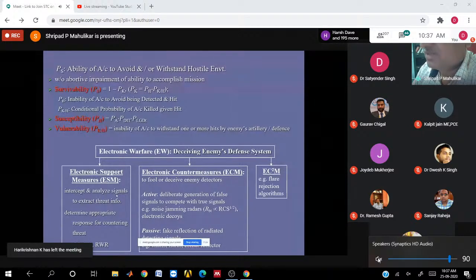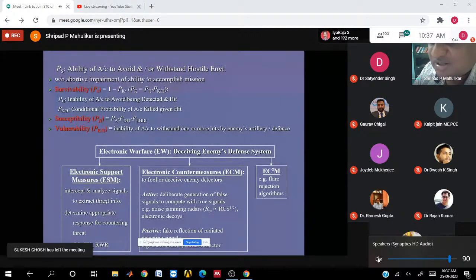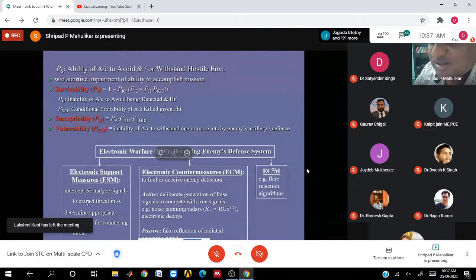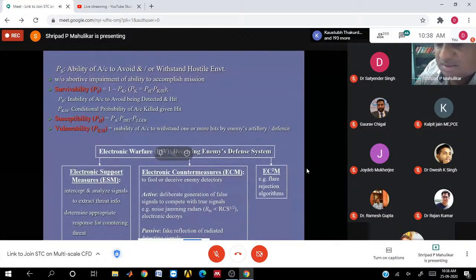Electronic support measure: its aim is to intercept and analyze signals and extract information about the threat, as we just discussed, including what these signals are and whether they belong to a friend or a foe. This is also, of course, an important part. And it also determines the appropriate response for countering the threat. Examples of electronic support measure are MAWS, which stands for Missile Approach Warning System, and RWR, the Radar Warning Receiver. Almost all military aircraft have an RWR on board. All this is part of electronic support measure.